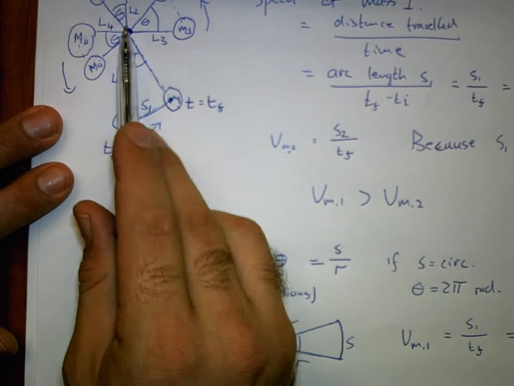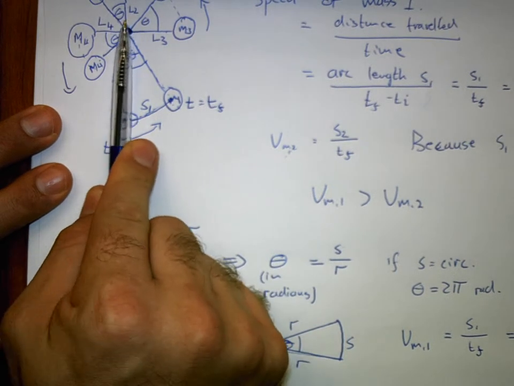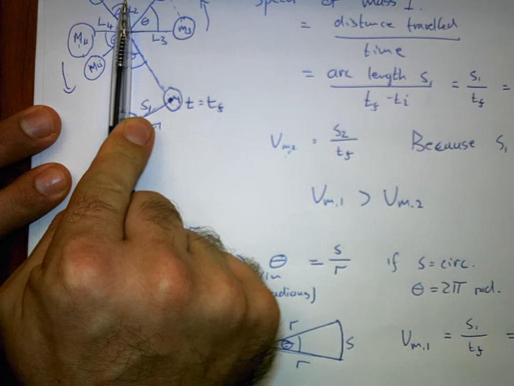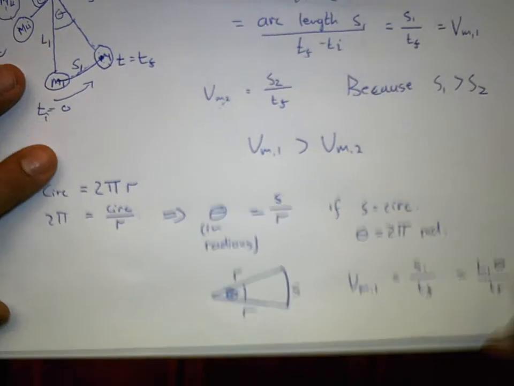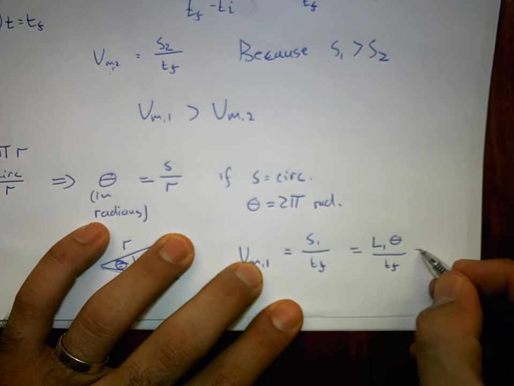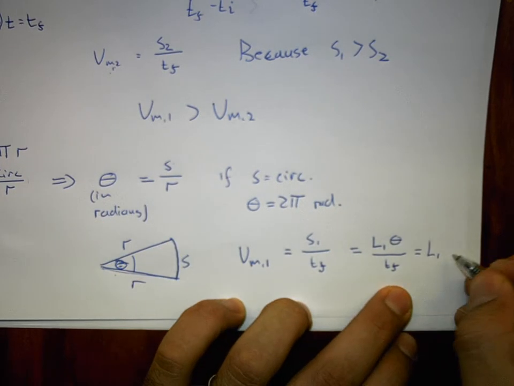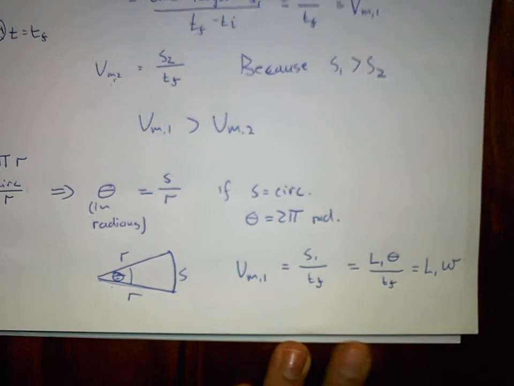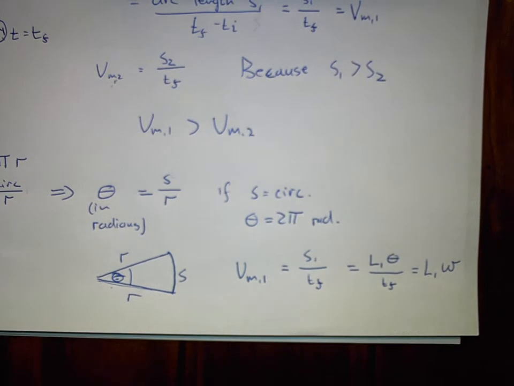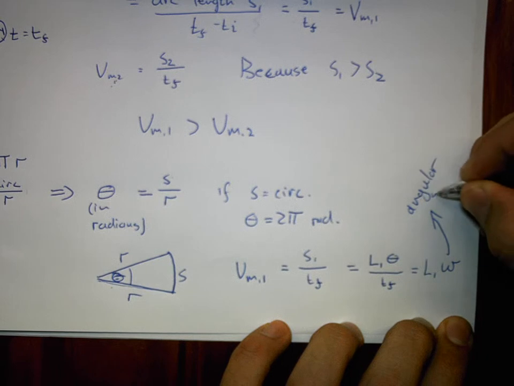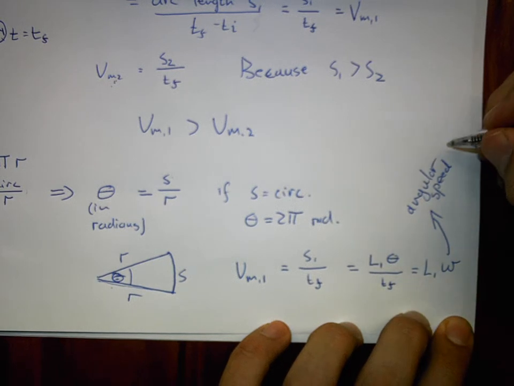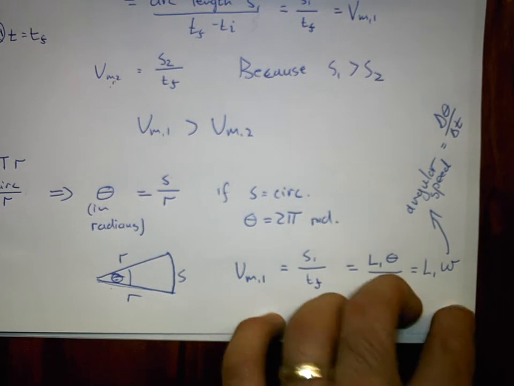Now that angle theta is actually a change in angle because it started over here. You could say its angle with the horizontal was 0. It ends up over there, so its angle changed by that amount. So we can simply write this as a new quantity, L1 omega. And omega is called the angular speed. This is equal to a change in angle divided by the change in time.